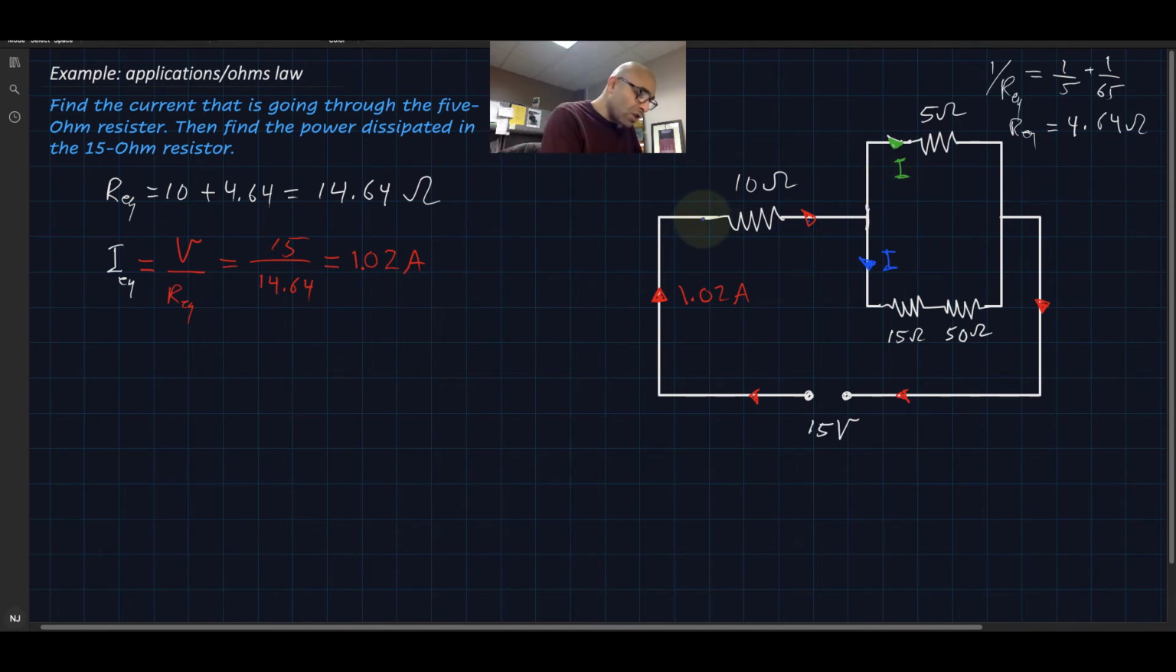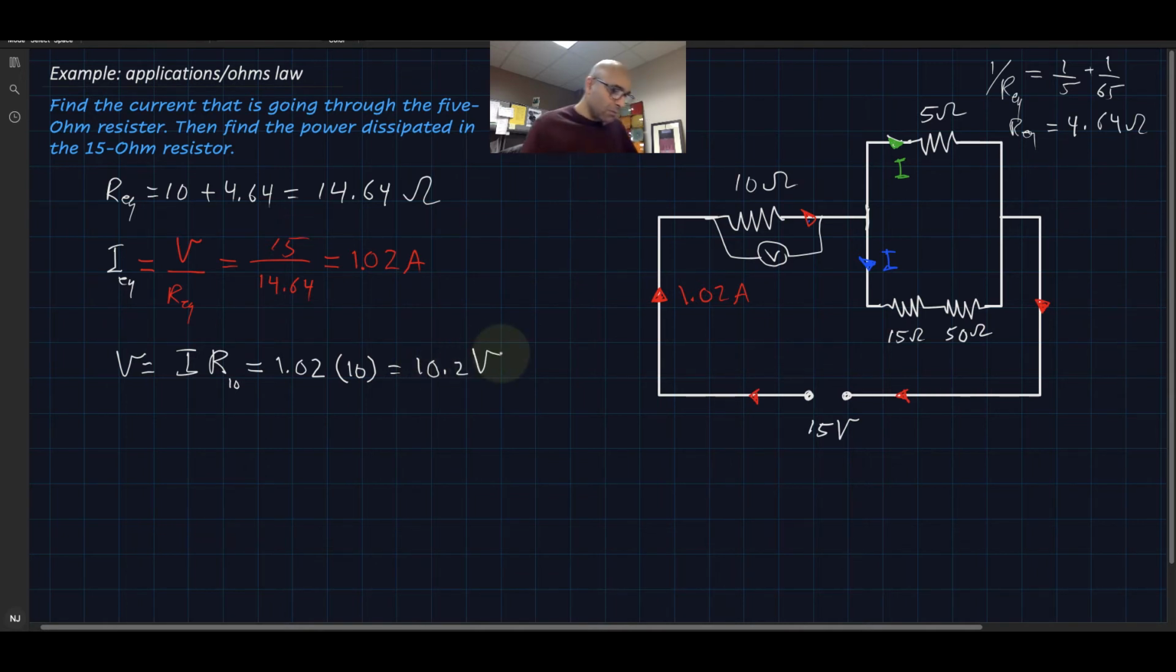So let's find the voltage drop here first, okay? And I'm going to do it in the white color. So the voltage drop here, I'm going to call it V, is equal to I times R of the 10 ohm resistor, okay? And the current is 1.02 times the R10, which is 10, and that will be equal to 10.2 volts.